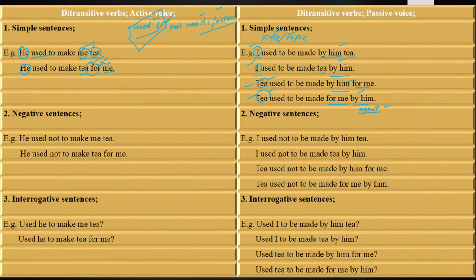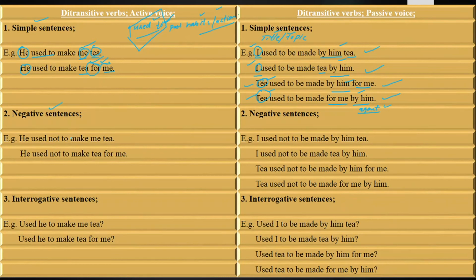What are simple sentences? Sentences which make simple statements are called simple sentences. While changing them into passive voice, we'll be writing in this way: He used to make me tea, he used to make tea for me. And main target, how we are going to change them into passive voice: I used to be made tea by him, tea used to be made by him for me, tea used to be made for me by him.